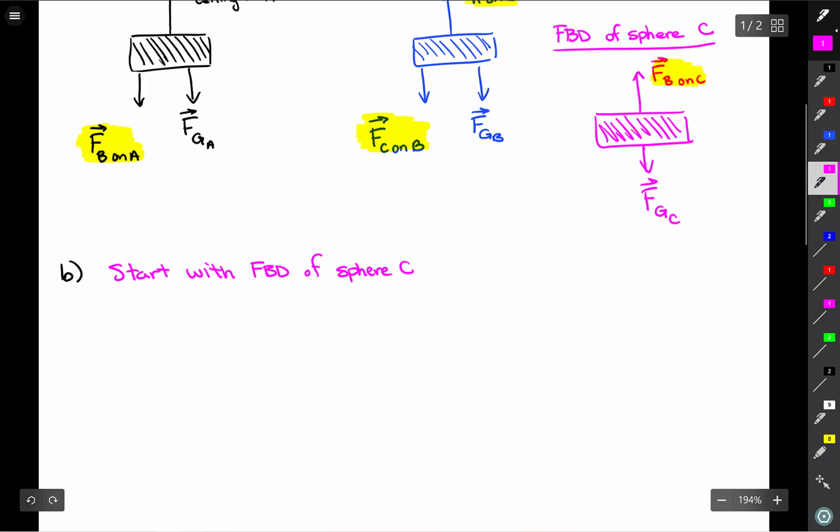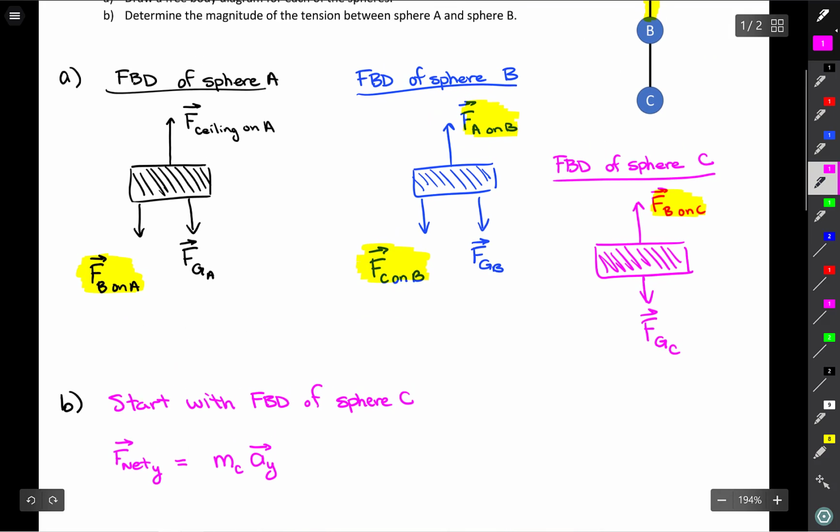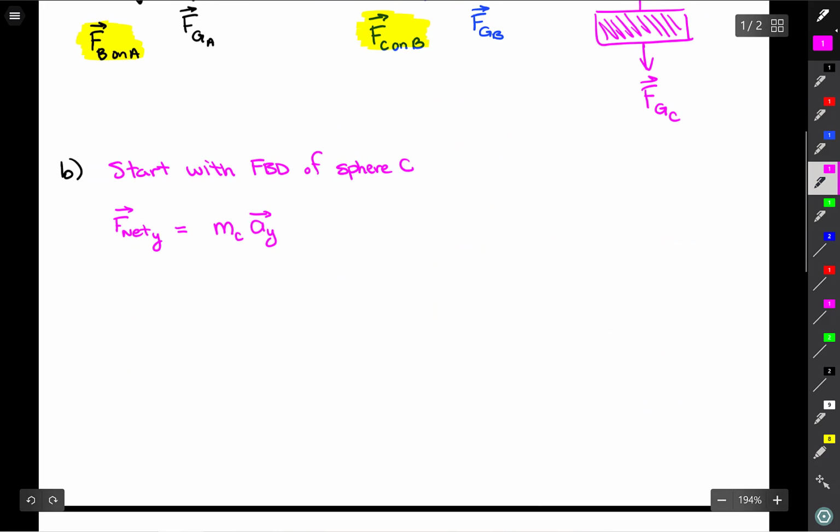Okay, so if we look at the forces acting there, we can say that the net force in the y direction will be equal to the mass of sphere C times its acceleration in the y direction, and the force is a vector, so is the acceleration. Since this object is not accelerating, this term will go to 0. We can say that the acceleration is in fact 0. So this has Newton's first law built into it, that unless there's a net force acting on the system, it's going to stay at rest or stay in constant motion.